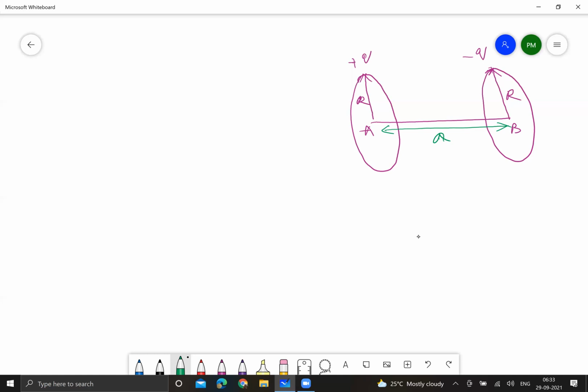Separated by the distance a. Very simple. First, we have to consider the potential at B due to both the rings, then potential at A, then VA minus VB. So the required potential difference is VA minus VB.